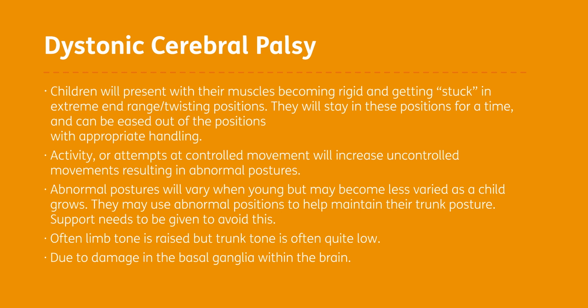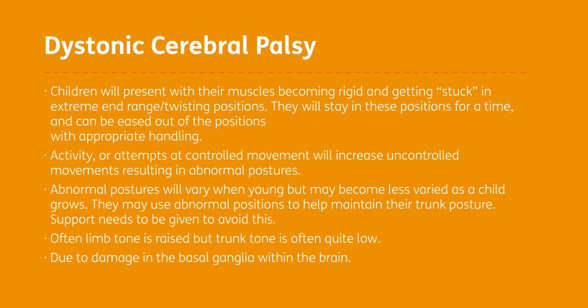Initially, when dystonic children are young, they will adopt quite varied postures. So unlike spastic cerebral palsy, where their arms or legs will generally go the same way, dystonic children will go in lots of different ways when they're young. They will all be end range, so maximum bent arm or maximum straight arm, but they will vary. As they grow, the variety will reduce, and they will generally head towards one type of posture.